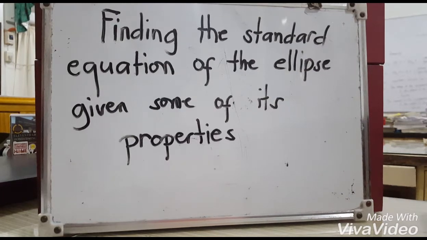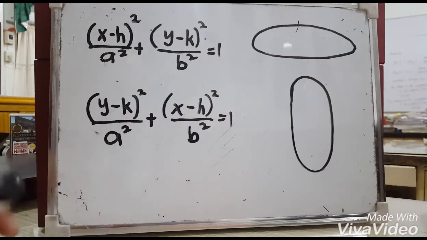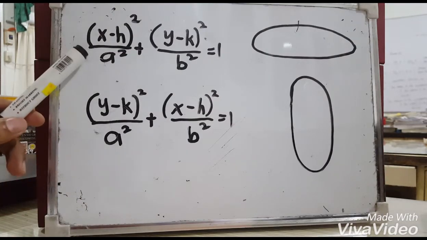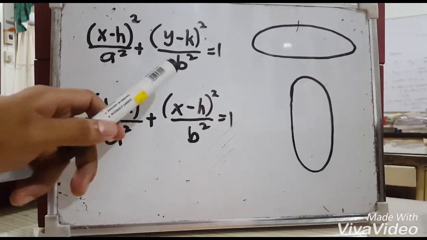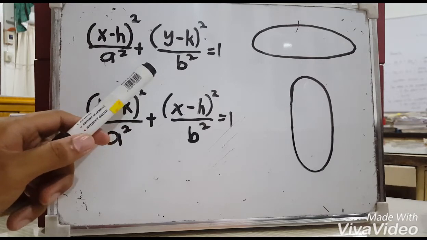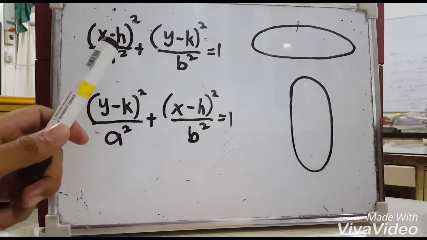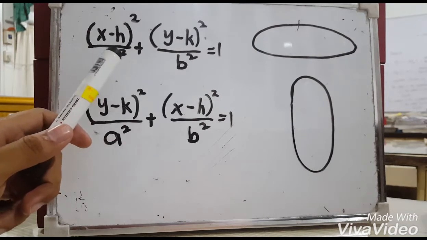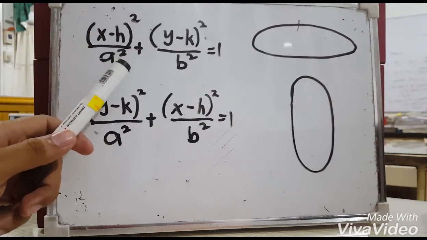Everyone, our lesson for today is about finding the standard equation of the ellipse given some of its properties. Now we have to take note from our previous discussion that there are two standard equations of the ellipse. The first standard equation is given by the formula (x minus h) squared over a squared plus (y minus k) squared over b squared equal to 1, where h and k represent the coordinates of the center of the ellipse.